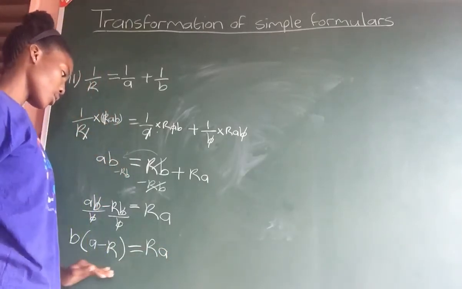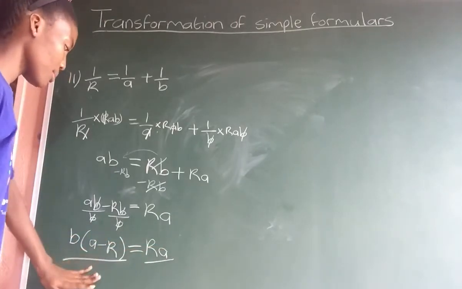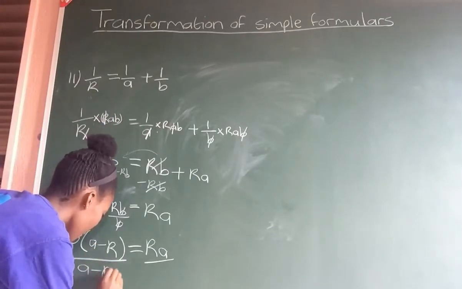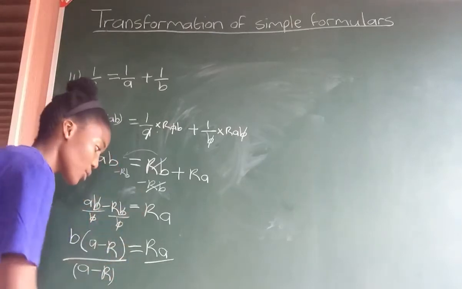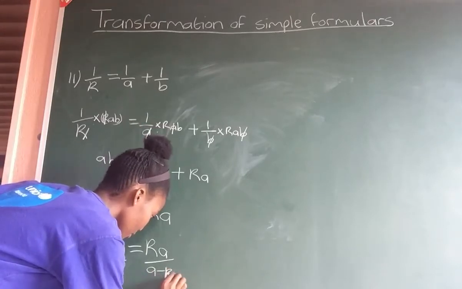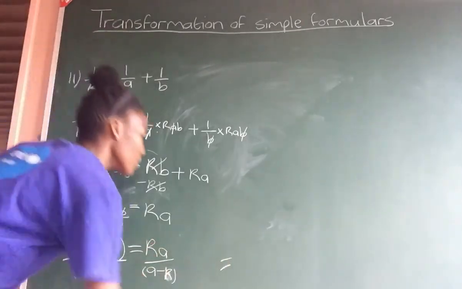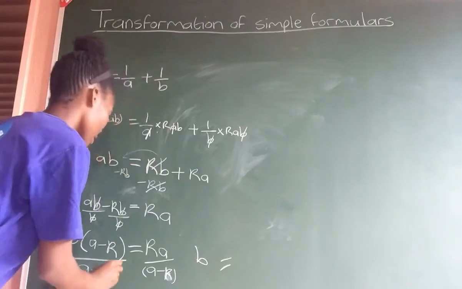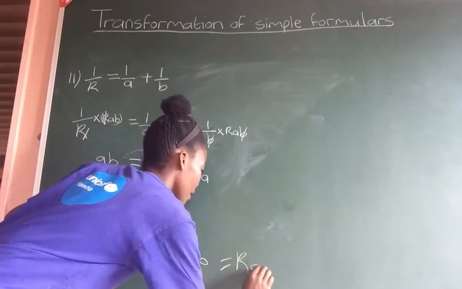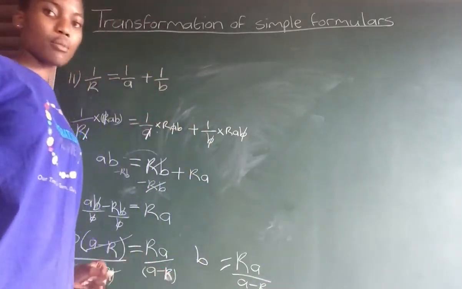ra. Now you divide both sides by the common brackets here. With this bracket, which is a minus r, what you do on your left, you also do on the right. So a minus r there. Then the brackets cancel, leaving b equals ra divided by a minus r, and that is your formula.